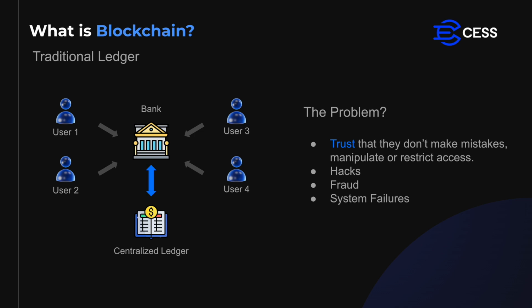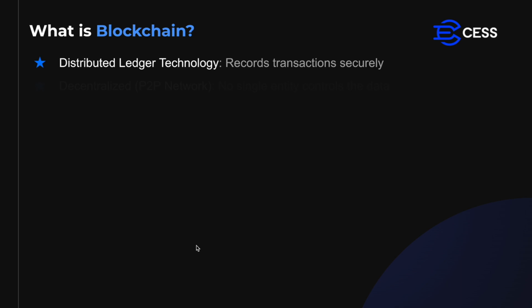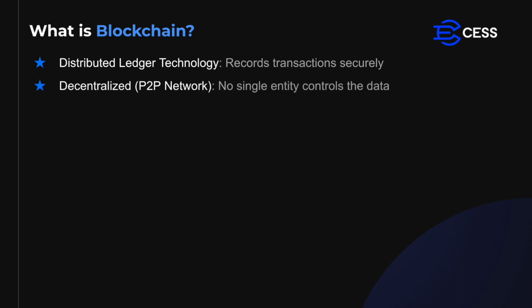Now, imagine a system where no single entity controls the ledger, and instead it is maintained by multiple participants across the world. This is where blockchain comes in. A blockchain is a distributed digital ledger that records transactions in a secure, transparent, and tamper proof manner. Unlike traditional centralized databases, blockchain operates on a decentralized peer to peer network, meaning no single authority owns or controls the data. Instead of a bank or company maintaining the ledger, blockchain distributes it across thousands of computers worldwide. This prevents a single point of failure and enhances security.